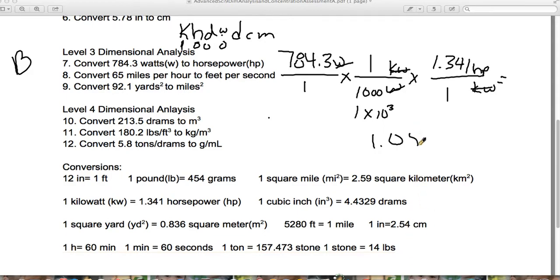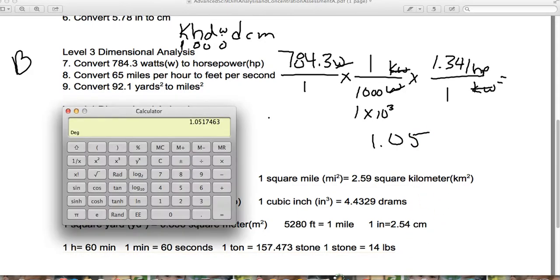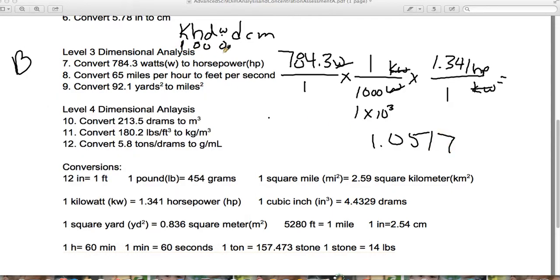All right, I get done and I end up with 1.05 something. I lost it. I'll pull it up again here. 1.0517. Okay, so you could go out to the tenth if you wanted, or if you're feeling good with what we call sig figs, this is 4 sig figs. So I'd go 1, 2, 3.